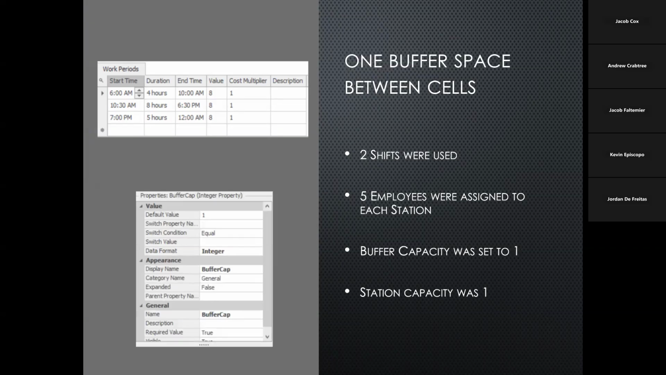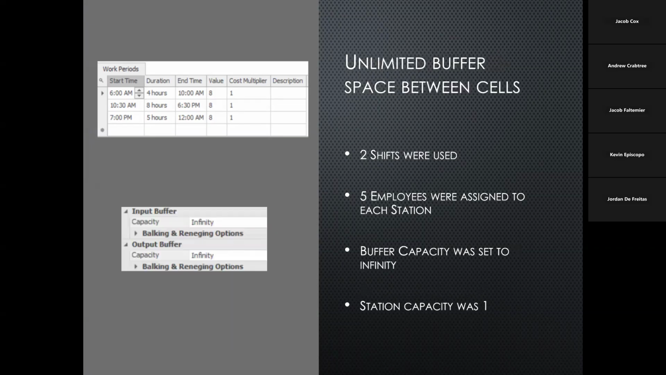For this next one, the buffer space between cells was increased to 1, and all other variables were kept the same. Next, we had unlimited buffer space between cells, which you can see right there as the capacity of the input buffer is set to infinity.